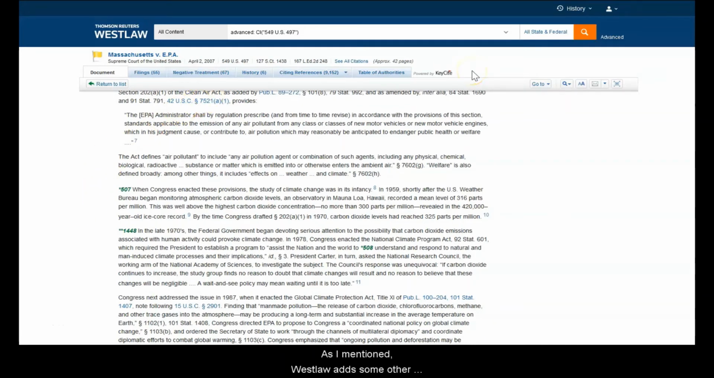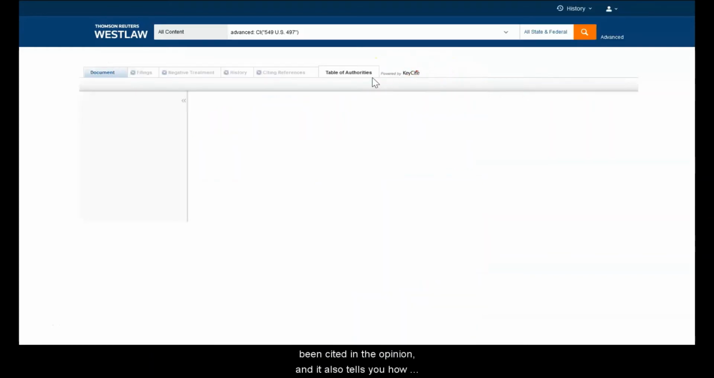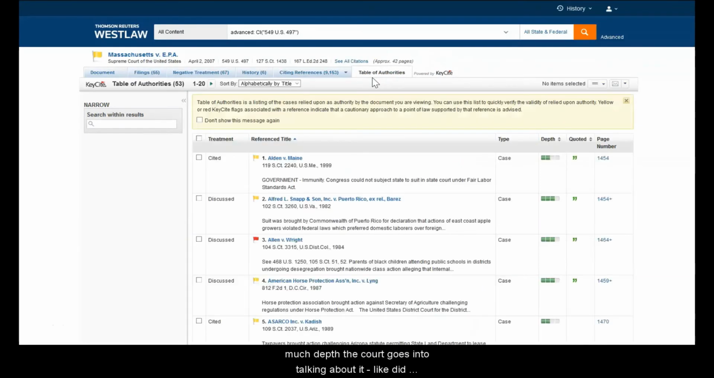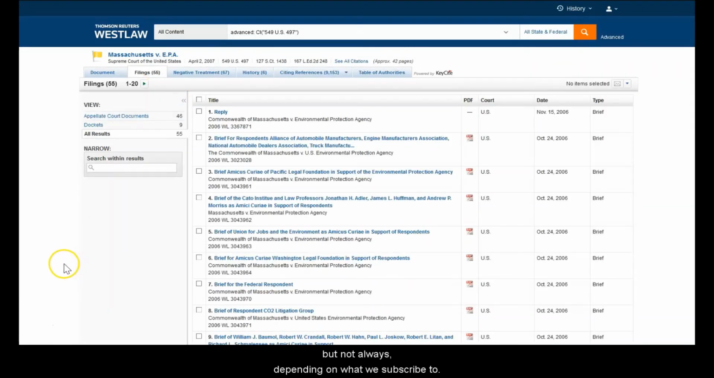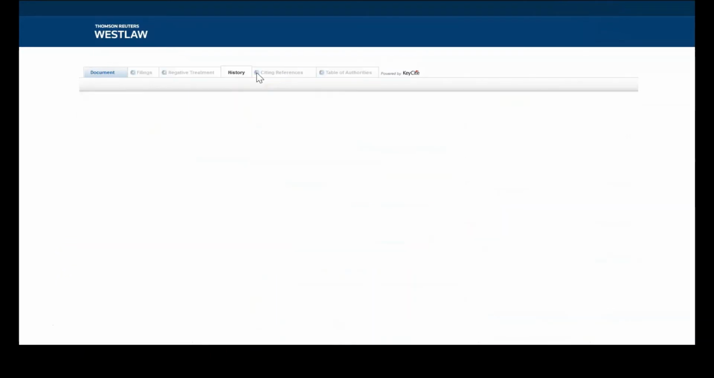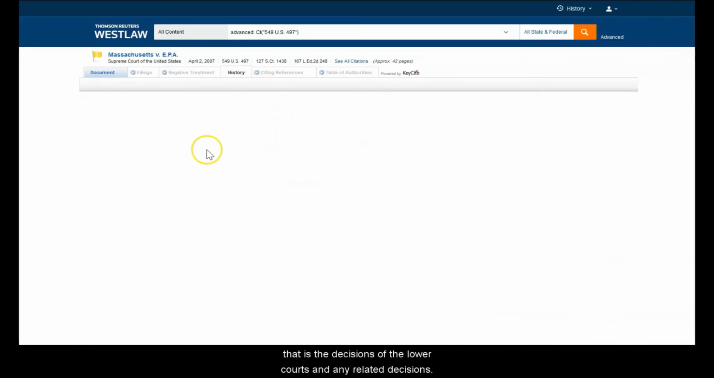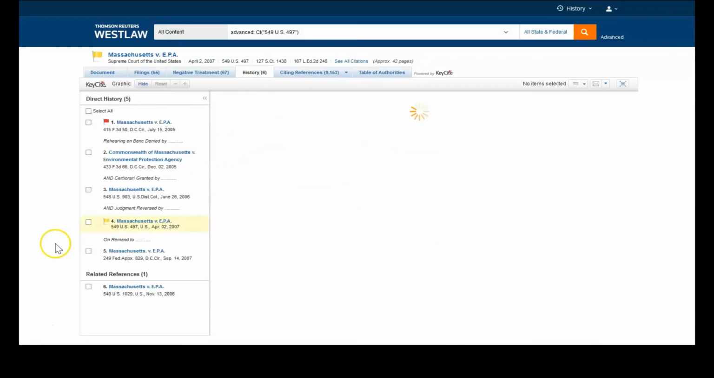As I mentioned, Westlaw adds some other conveniences for the researcher. The table of authorities is a list of everything that has been cited in the opinion, and it also tells you how much depth the court goes into talking about it. Like, did they just mention it, or did they discuss it in any significant way? In some cases, you can access the filings of the complainant and the defendant, but not always, depending on what we subscribe to. You can see the history of the document, that is, the decisions of the lower courts and any related decisions.